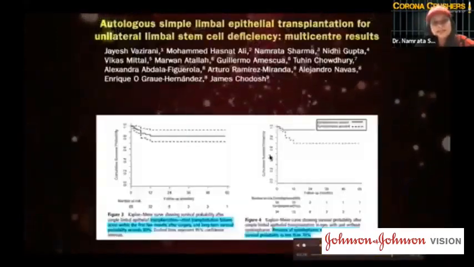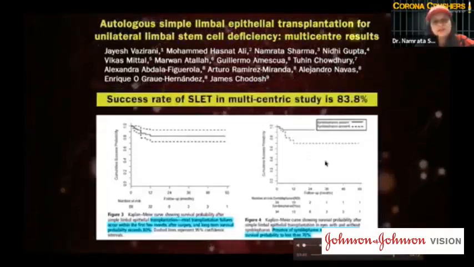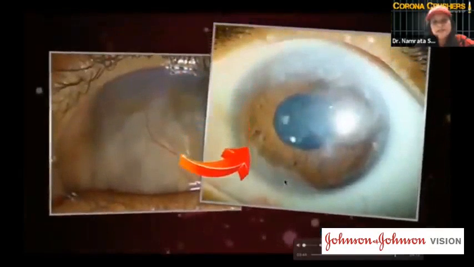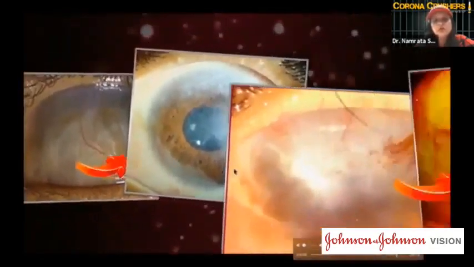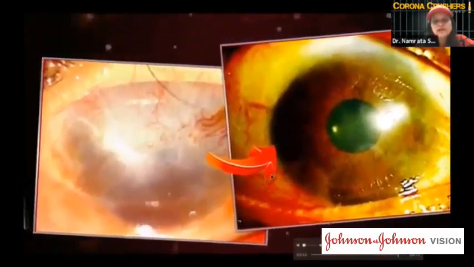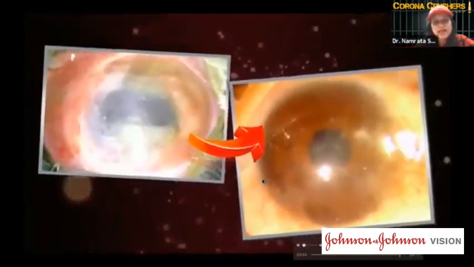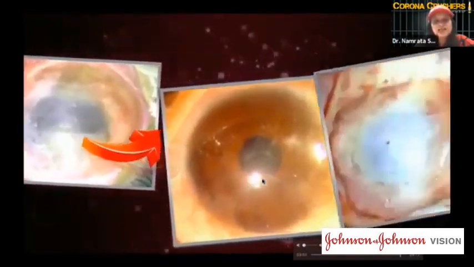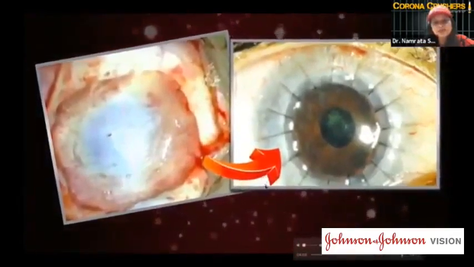Now, this was a multicentric trial of which we were a part of, and the success rate is 83.8%. It's an inexpensive, simple procedure, and the results are very gratifying because you don't have to do a corneal graft in all the cases. 1 out of 4 may need a corneal graft where it is hazy, but otherwise the results are spectacular. Without having to change the patient's cornea, the patient can see in almost 80% of the cases.